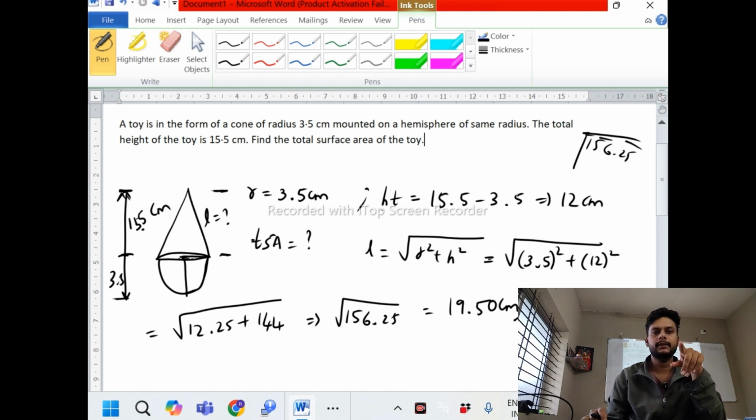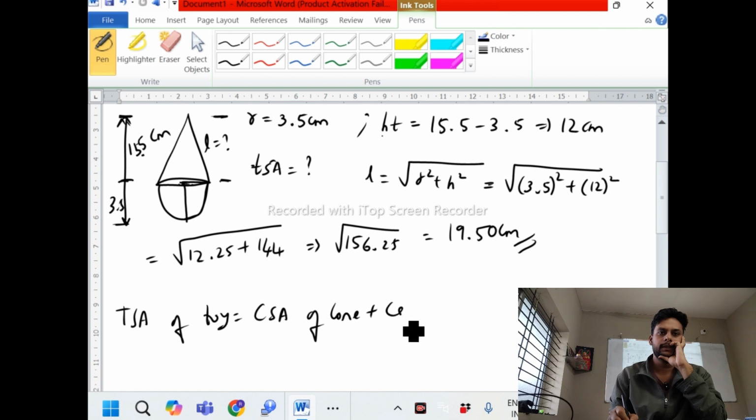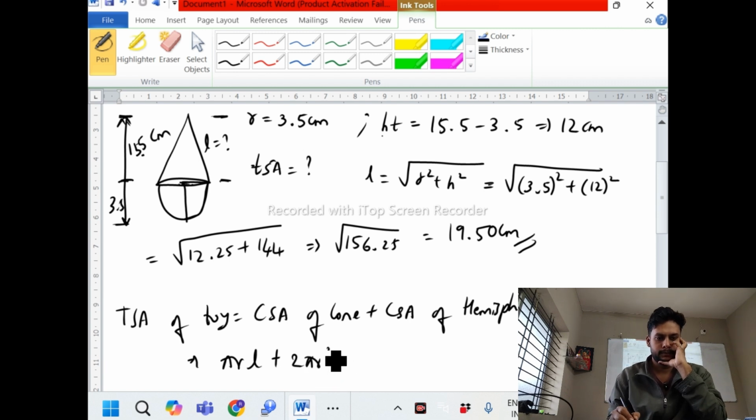First you should find L. After finding L, you should find the TSA of the whole toy now. So TSA of toy, total surface area of toy, is equal to CSA of cone plus CSA of hemisphere. CSA of cone formula is pi r L. CSA of hemisphere formula is 2 pi r square. Correct?